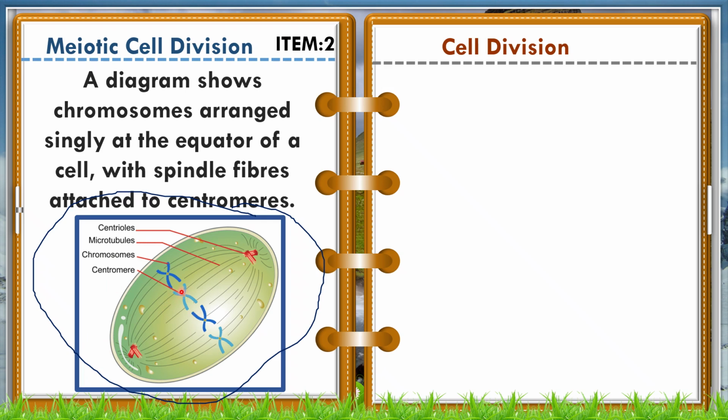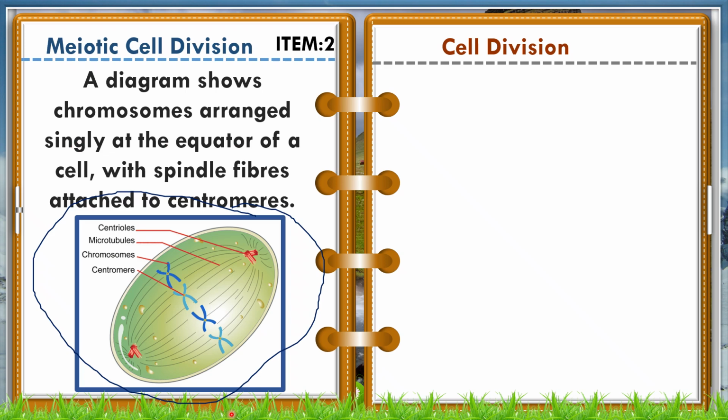Look at this chromosome, it is attached to this spindle. This chromosome is attached to this spindle, and this one is attached to this spindle. And in the middle of the cell, that is what we call the equator. This one is referred to as the equator. So here we are saying that the chromosomes are arranged singly, meaning one at a time, at the equator.